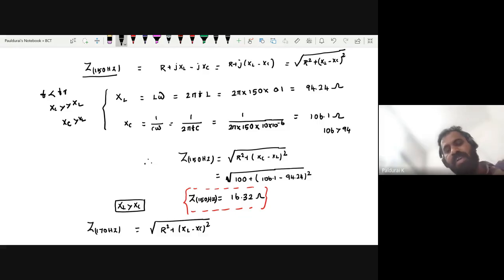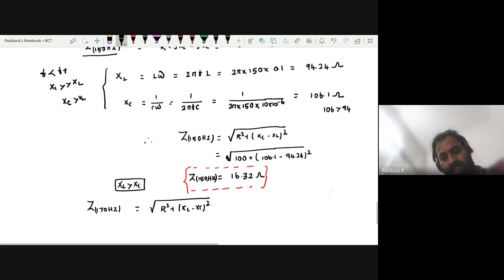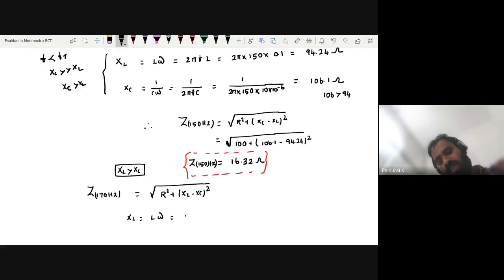Please verify, are you getting XL greater than XC or not? XL equals L omega, where L equals 0.1 and omega is 2 pi f. This time f is 170 hertz. What is this value, anyone? 106.8 ohm, right? Yeah.